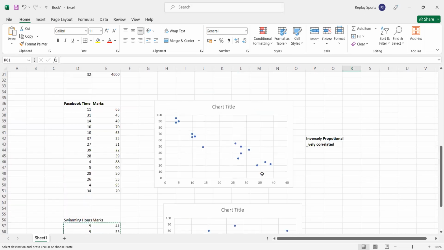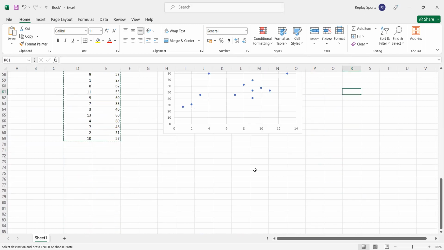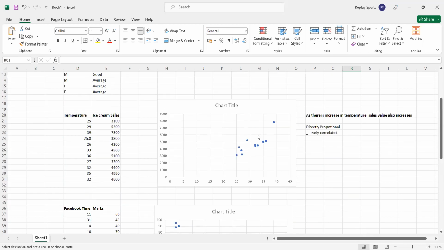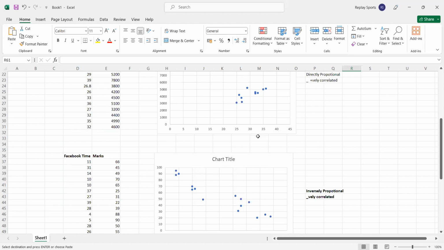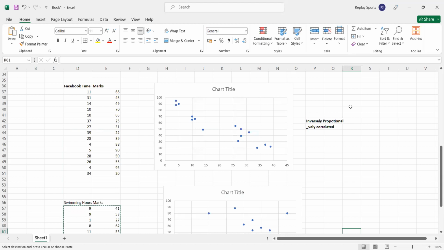Now, it is not as positive as this. This is strongly correlated. If you see here, this is weakly correlated. There is a trend, right? Here you see these values are higher than these values. That means if you swim for fewer hours, you get fewer marks. So there is some correlation. By looking at it, you can say this first one is strongly correlated. But how do we know it is strongly correlated? That's where we have to go to variance and correlation.